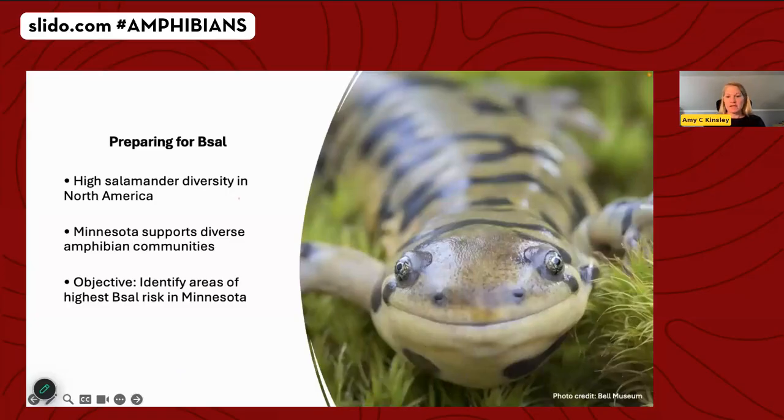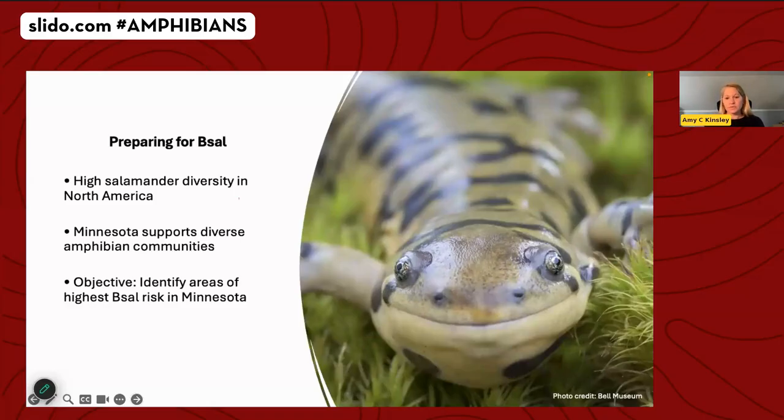And so while BSAL has not yet been detected in North America, regions with high salamander diversity would likely face the greatest ecological consequences if it were introduced. So Minnesota supports a really rich amphibian community. There's numerous salamander species that are distributed across our diverse wetlands and forest ecosystems. And this makes Minnesota ecologically valuable and also vulnerable to the emerging pathogen.